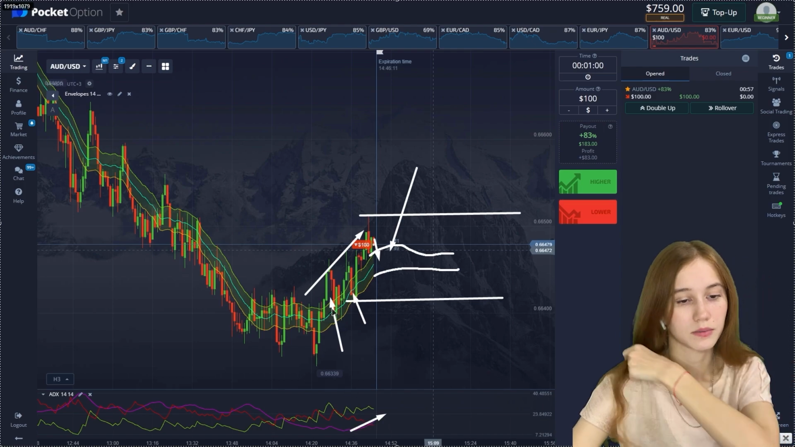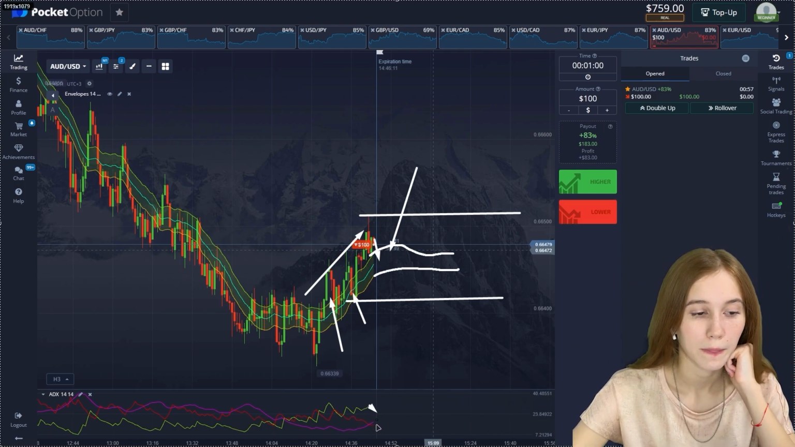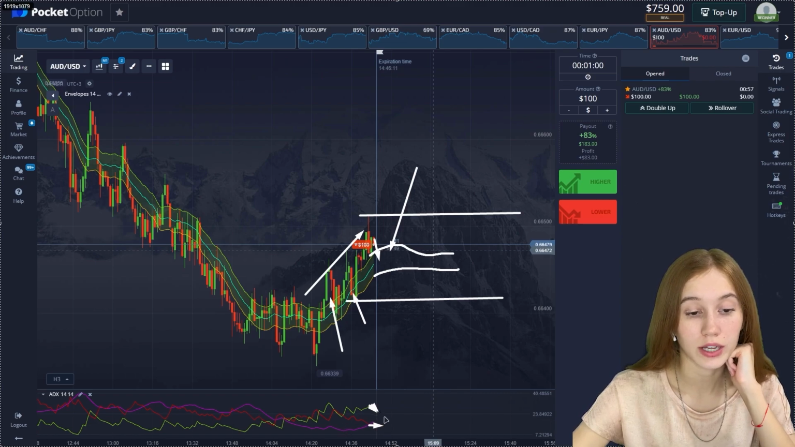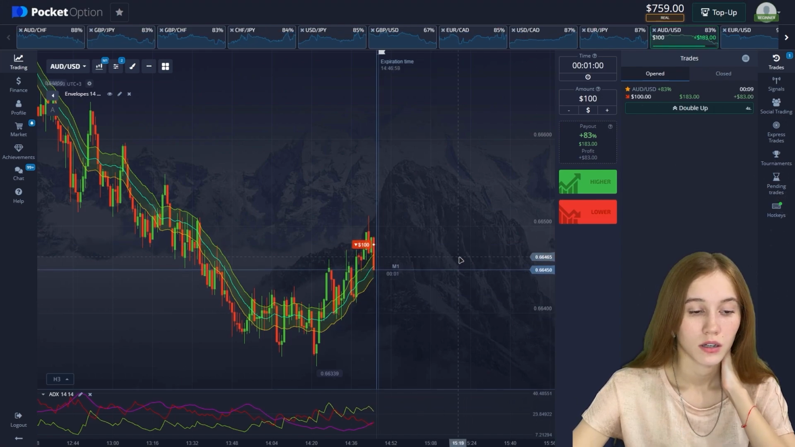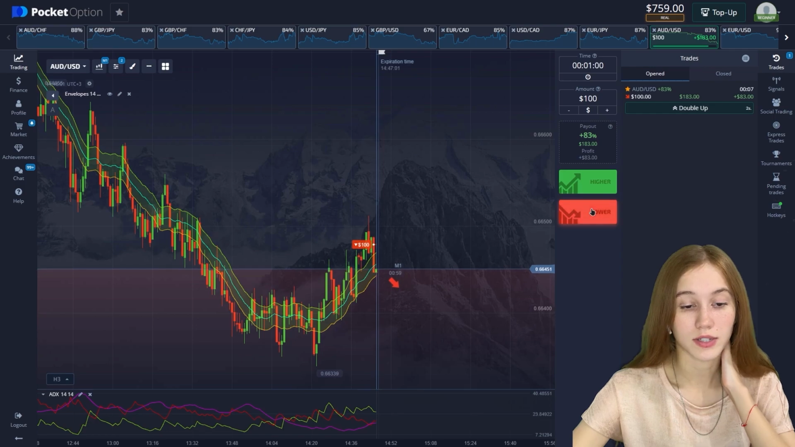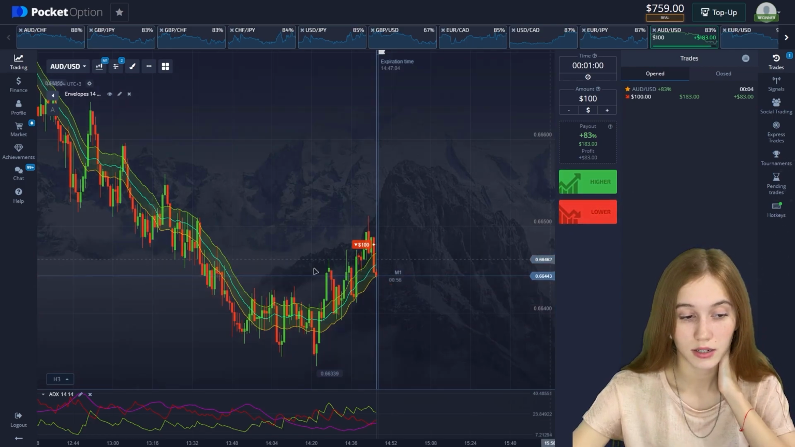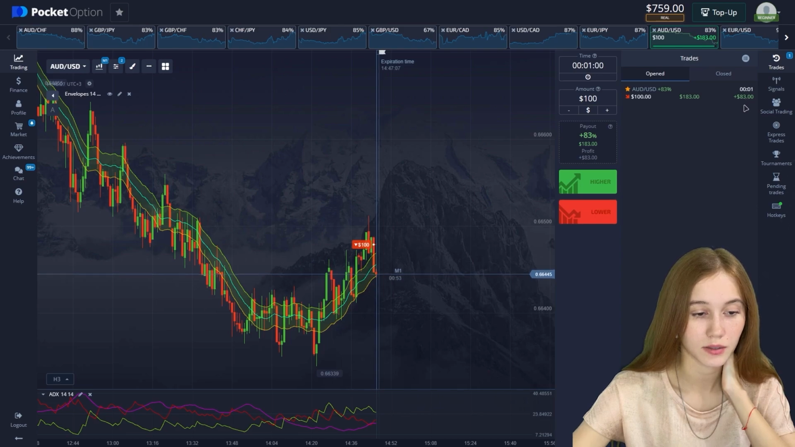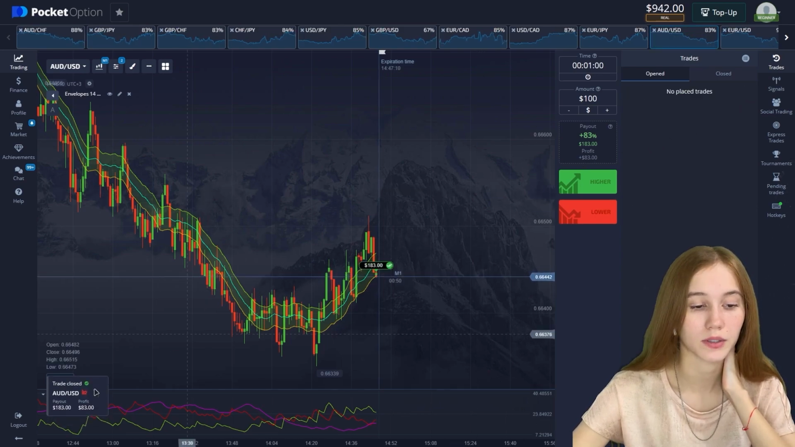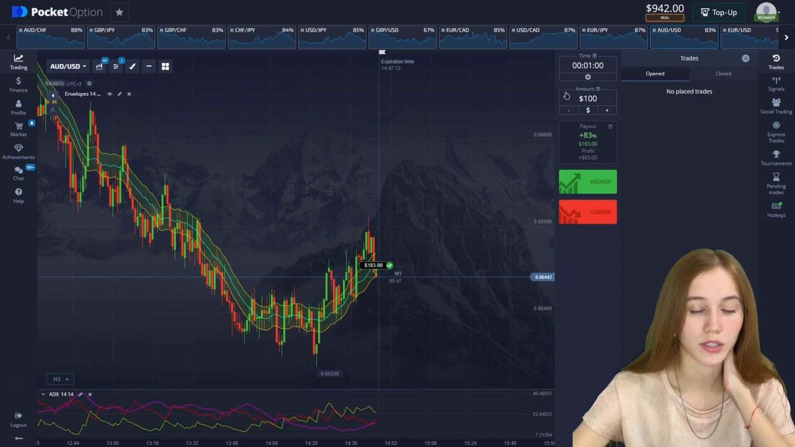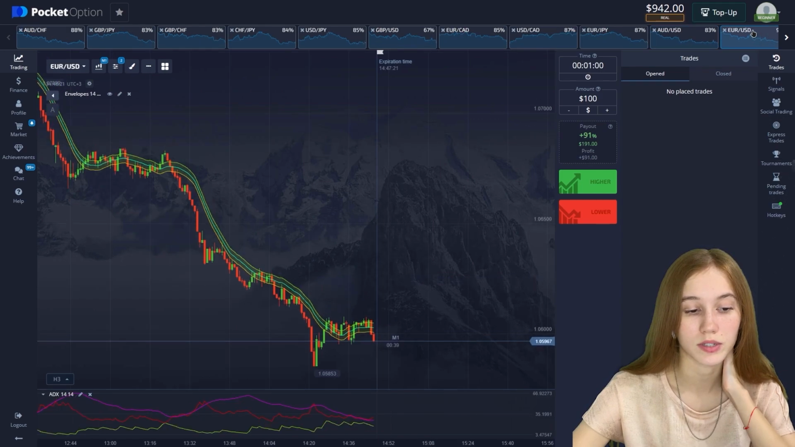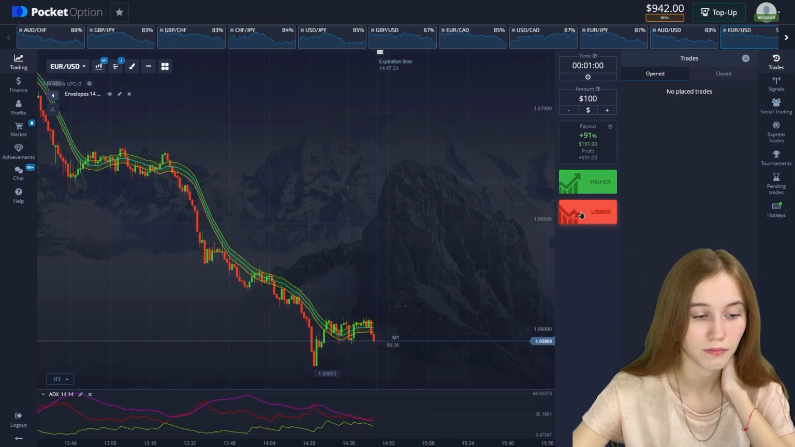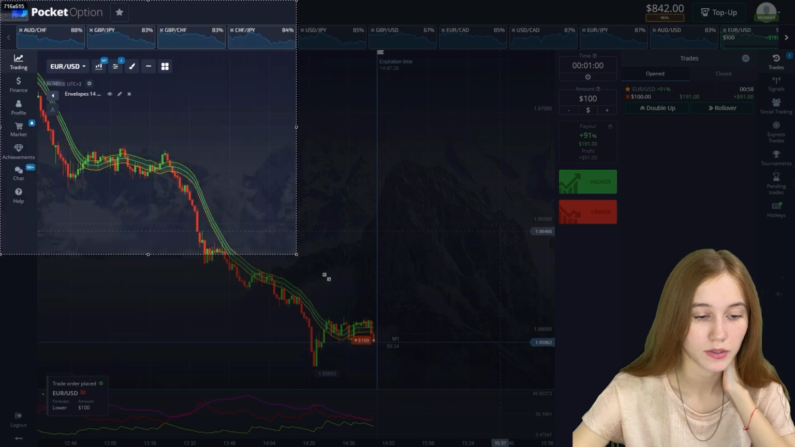ADX, we see intensity is growing. The green line begins to fall and the red line begins to level off. This indicates a change in trend. There are 8 seconds left until the end of the deal, and we open down. Let's see, 2 seconds left. One, yeah, good. Plus deal, profit is $83. $942 on our balance. Now we will open for decline. Let's move on to the next concept.